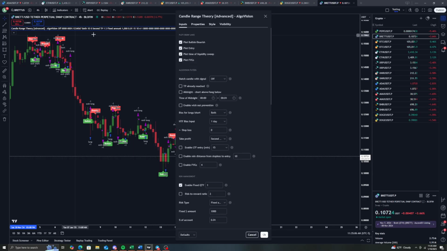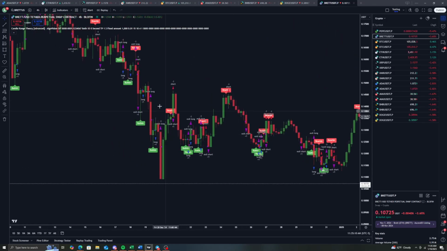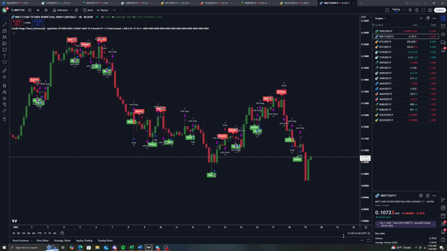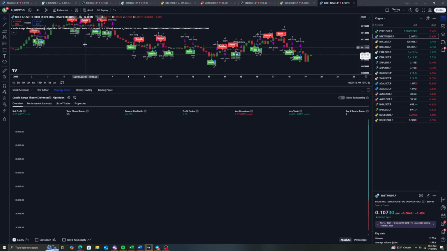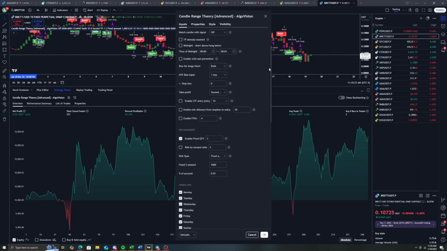After you load it up, you'll see all these signals on your chart, right? Again, this is trading the Candle Range Theory 3-candle model. Your stats should start out something like this, possibly all over the place, because it's trading every single one that fits the criteria.